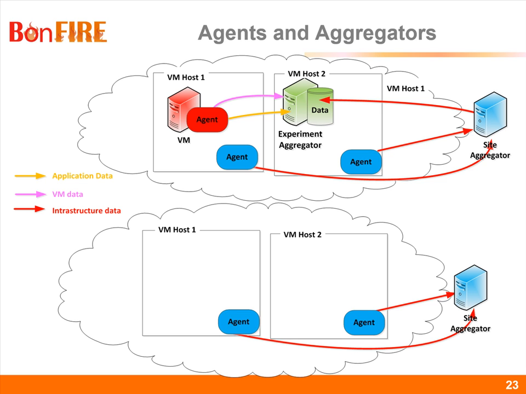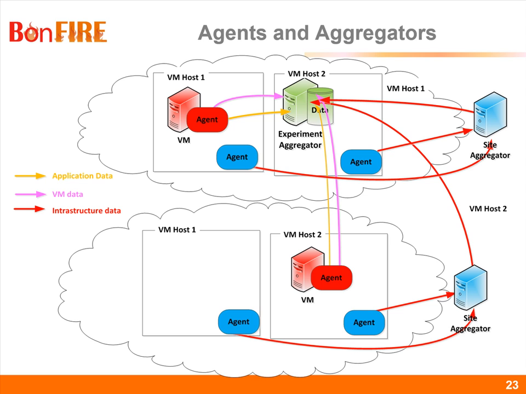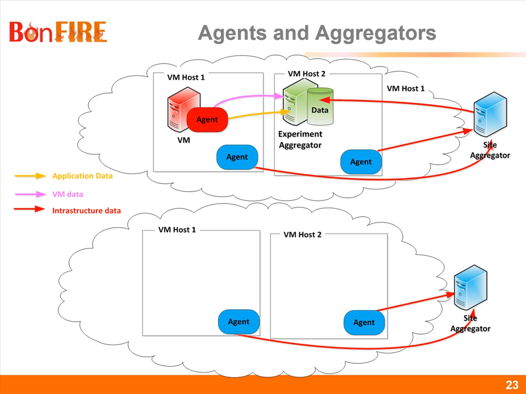you get physical infrastructure monitoring data for this host. And the same is true because you have things running on the other host, on the other site. So you get monitoring data from all the sites. And then what happens is when you shut down one of those VMs, you see that you no longer get information from the site aggregator from that host.